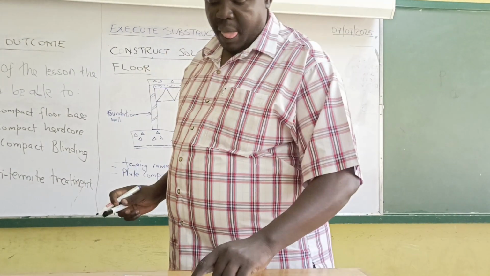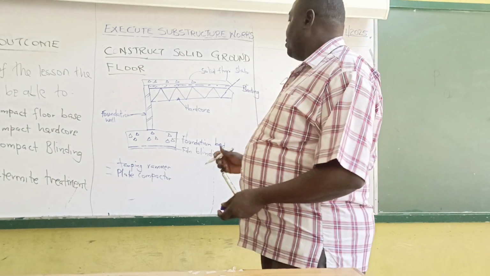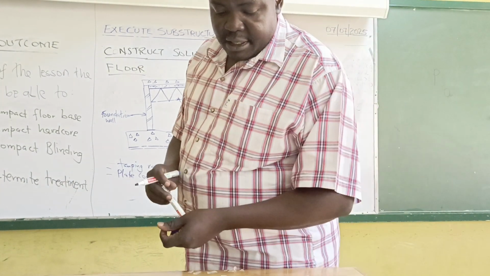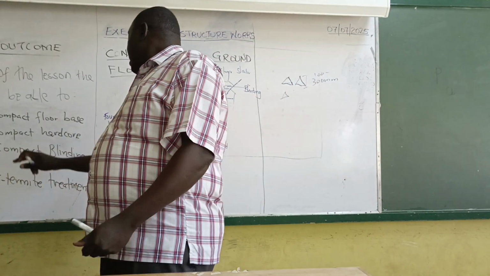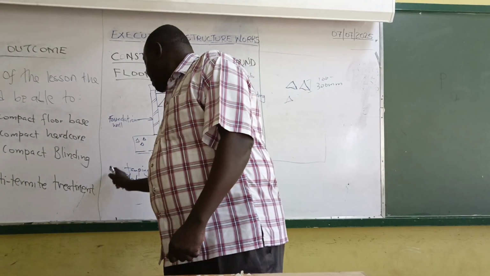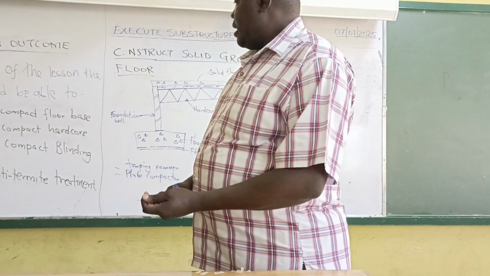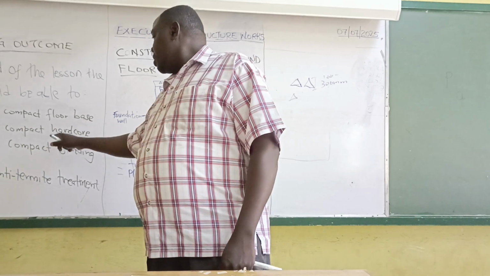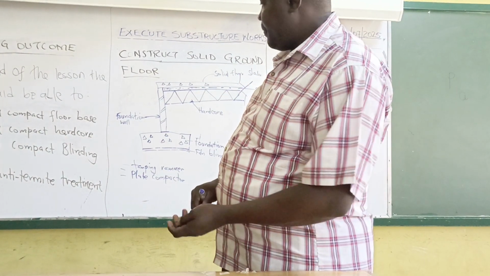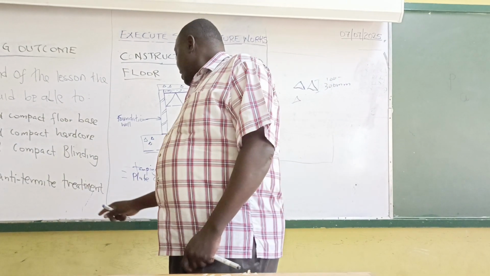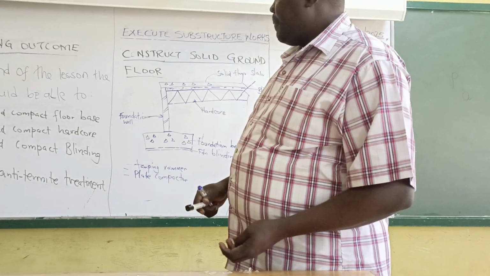So you pack them. After that, you compact. After packing the undercore, you use the same equipment to compact. After which you add a layer of murram as a blinding, level and compact.